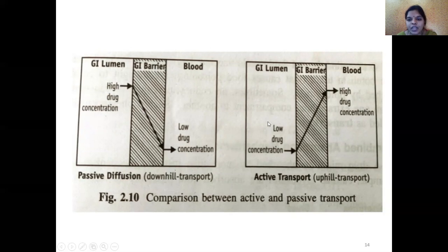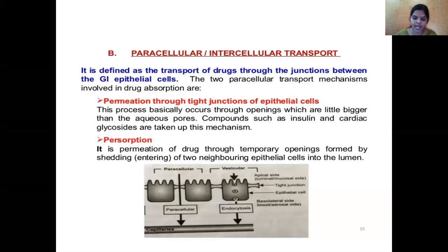Then in case of active transport, that is uphill transport, the drug molecules will be transferred from low drug concentration to high drug concentration. See, once again I will tell. Passive diffusion is also called downhill transport: the drug molecules are transferred from high drug concentration to low drug concentration. Active transport is also called uphill transport: the movement of drug particles from low drug concentration to high drug concentration. This is the major difference between active and passive transport.